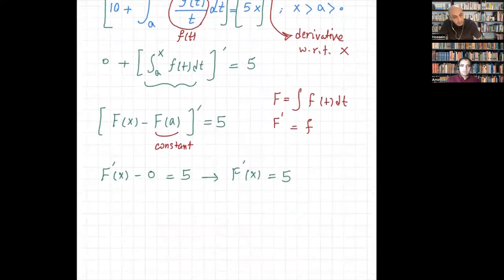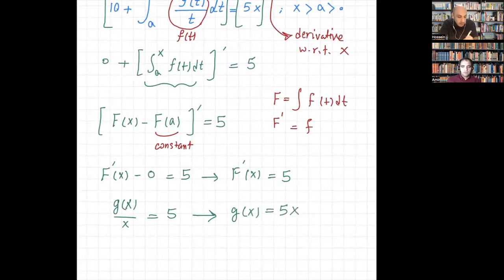Correct. So I'm going to replace f prime of x with g of x divided by x equal to 5. And then since x is not 0, we can multiply both sides by x, and this is the result.